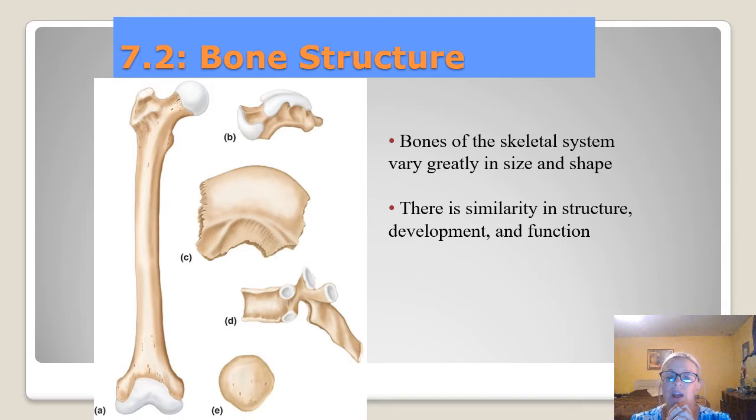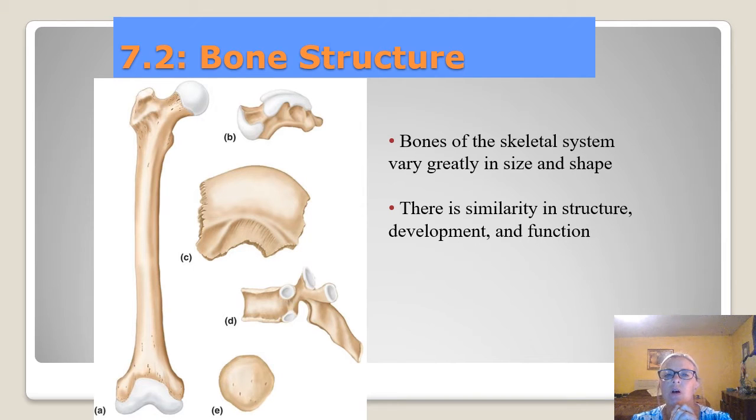A bone's shape makes possible its function. So even on a larger scale, structure determines function. You can see here we have a diverse size and shape. These vary greatly in their different size and shape. They do have similar structure, development, and function in some ways.